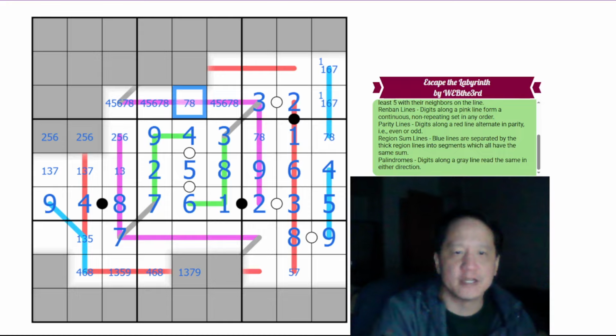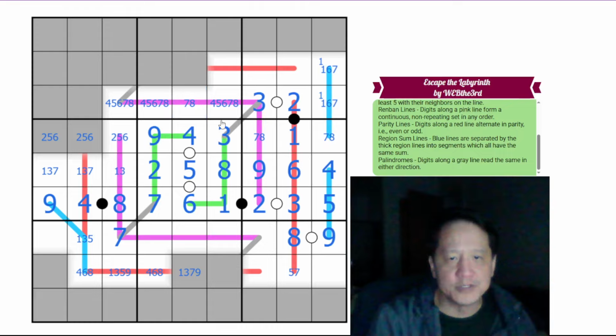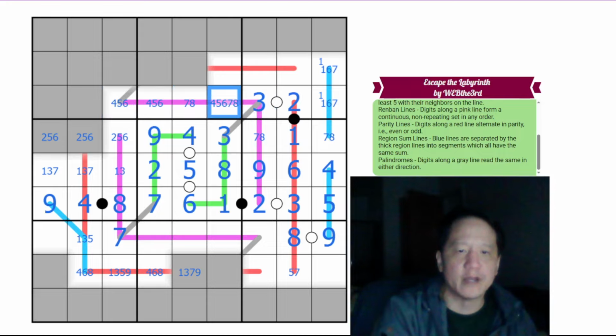4, 5, and 6 cannot be here because of 4, 5, 6 in the column. So this is 7, 8. We have a 7, 8, 7, 8 pair on the Renban. That eliminates 7 and 8 on the rest of the Renban. So this is 4, 5, 6, which eliminates 4, 5, 6 in the rest of the row.